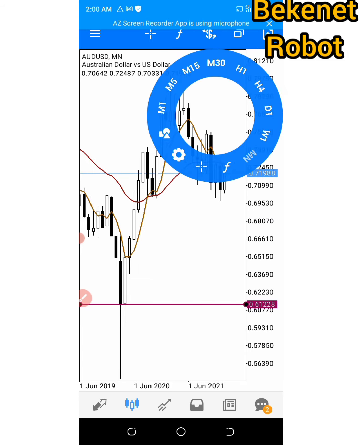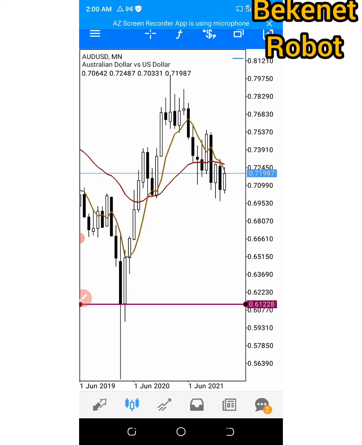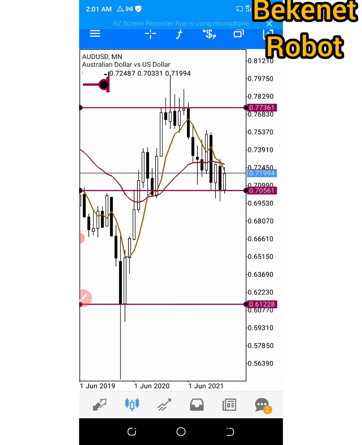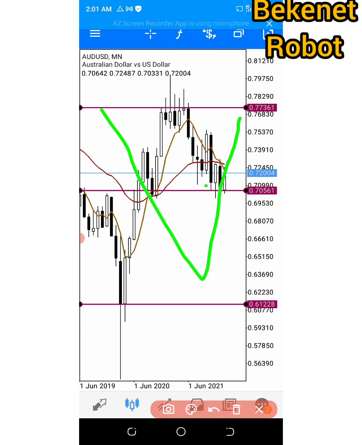Then the next one, I'm going to put in my resistance here. Then this is my support. Then I'm going to see, I'm seeing another one again. I'm going to draw another line here. This is where the market goes to before it starts going back. As you can see, let's draw the line again. Sorry, I'm going to delete this. Let's see how it goes.